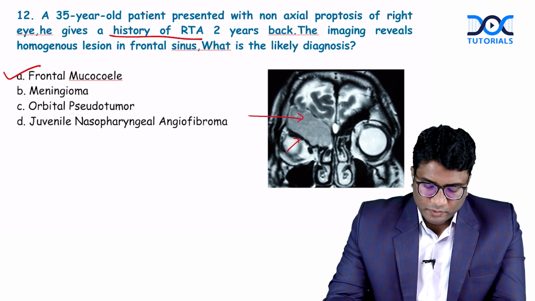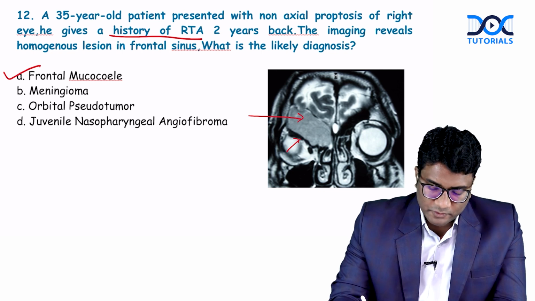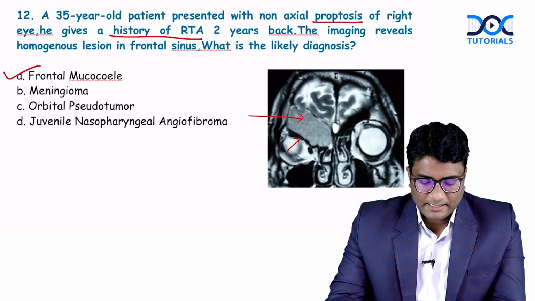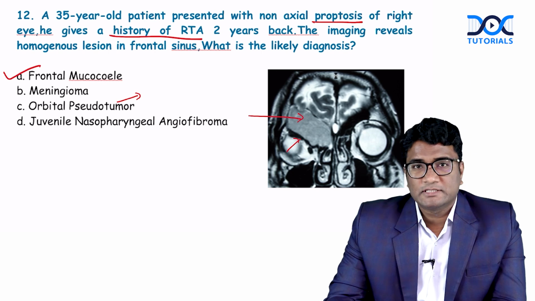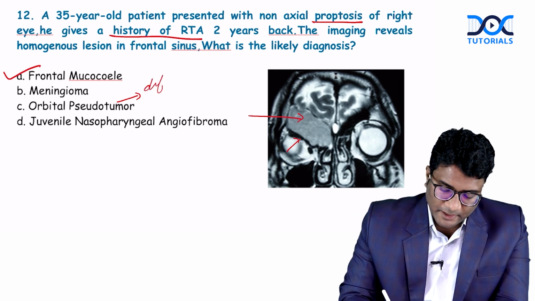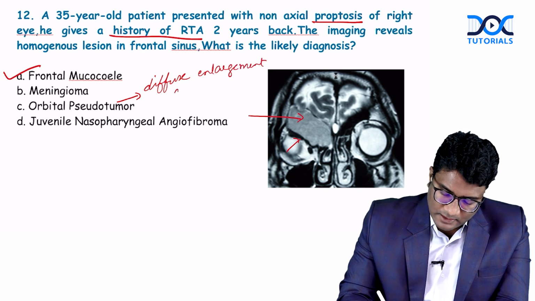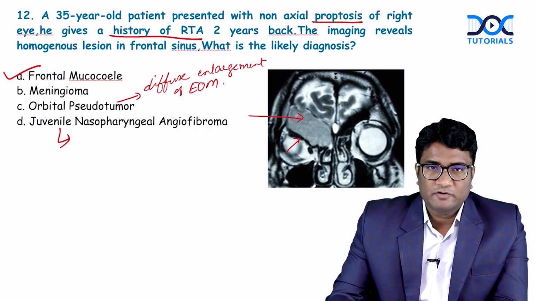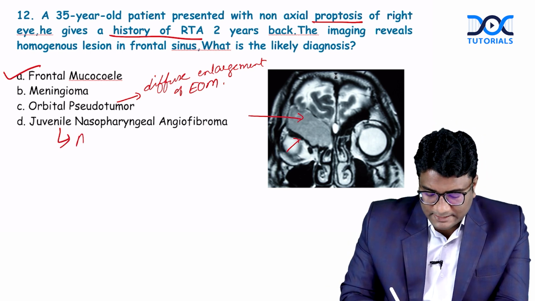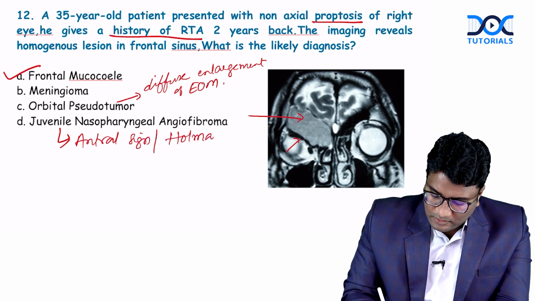So, frontal mucocele is the best answer here based on the given history, the proptosis being mentioned, RTA and homogeneous lesion in the frontal sinus, right. This would be frontal mucocele. Orbital pseudotumor would cause a diffuse enlargement of the extraocular muscle. A diffuse enlargement of the extraocular muscle would be seen in an orbital pseudotumor. Whereas juvenile nasopharyngeal angiofibroma would show what is called as an antral sign or a Holman-Miller sign, right? Holman-Miller sign.